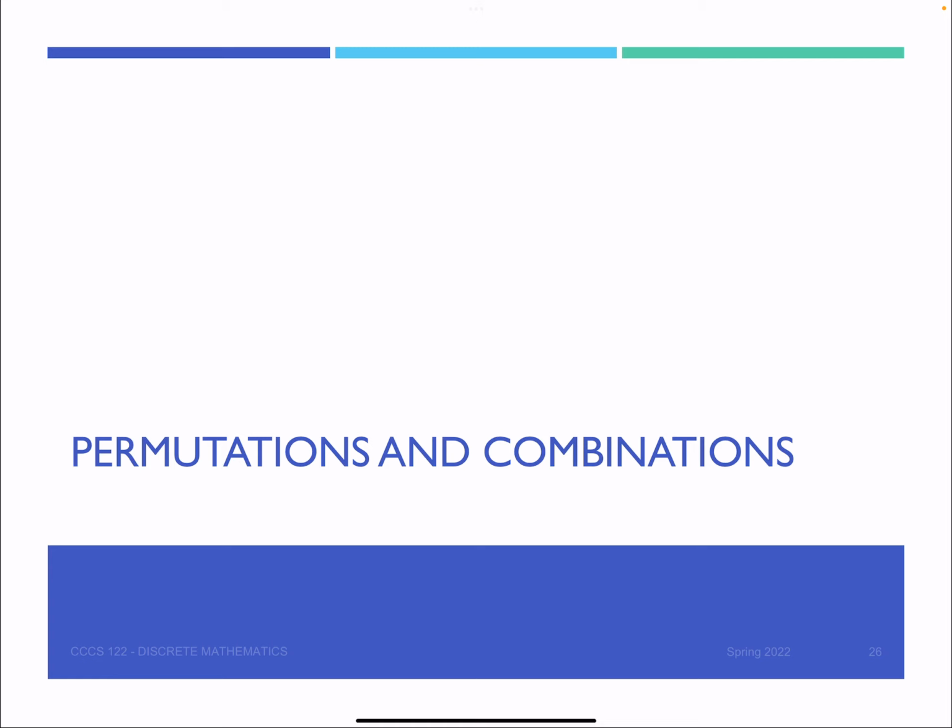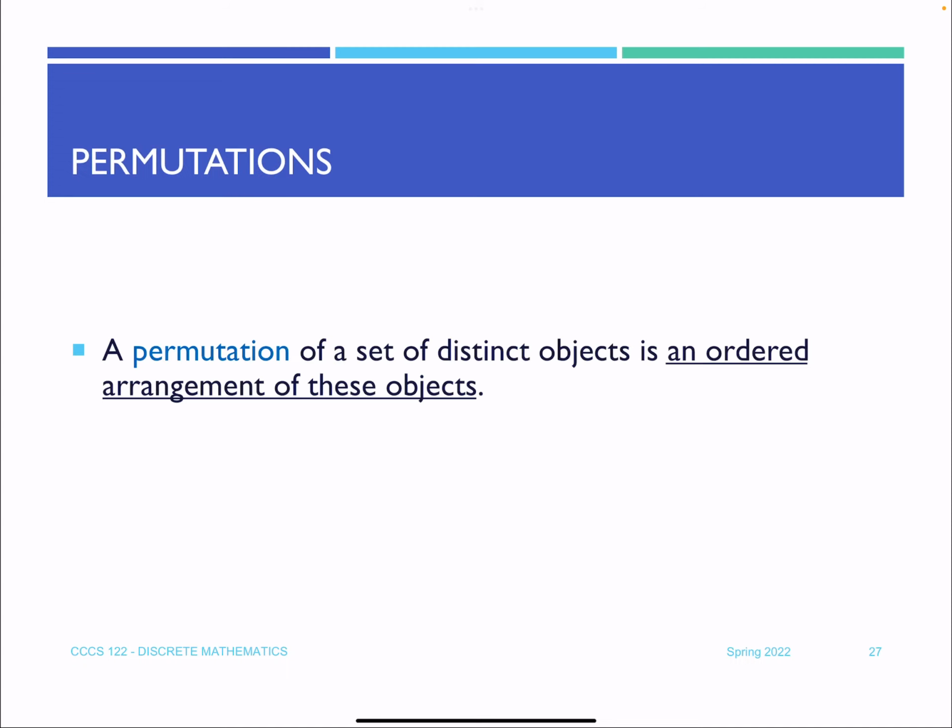Welcome back to CCCS122 Discrete Mathematics. This is Chapter 6, Counting. So this is the second half of the chapter, and we'll look at permutations and combinations today.